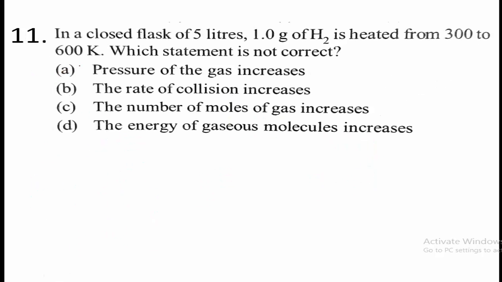Next, 11th one. In a closed flask of 5 liters, 1 gram of hydrogen is heated from 300 to 600 Kelvin. Which statement is not correct? Option A: pressure of the gas increases. Option B: the rate of collision increases. Option C: number of moles of gas increases. Option D: energy of gaseous molecules increases.